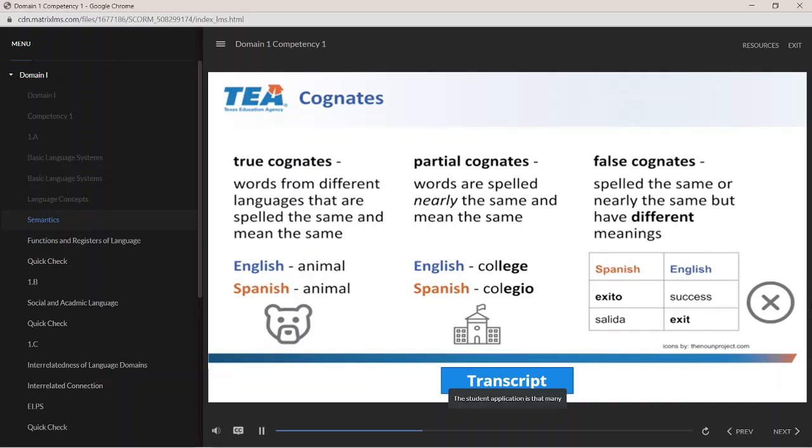The student application is that many prefixes and suffixes are similar in various languages, and just as with the cognates discussed above, teachers can accelerate language acquisition by drawing these connections.